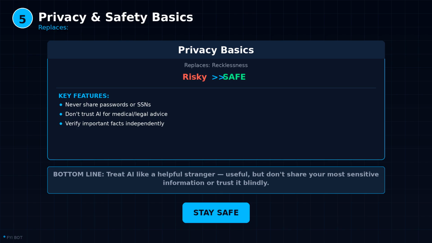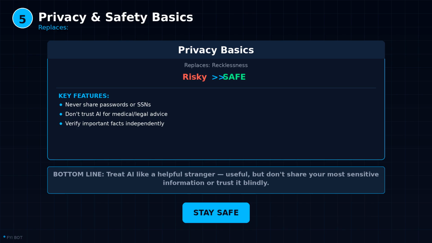Rule 2. AI can be wrong. This is sometimes called hallucination, which means the AI confidently states something that isn't true. It might invent a fake statistic, misquote a real person, or make up a source that doesn't exist. For casual use, writing, brainstorming, planning, this isn't a big deal. But for anything important, medical advice, legal guidance, financial decisions, or factual claims you're going to publish, always verify with a trusted source. Rule 3.